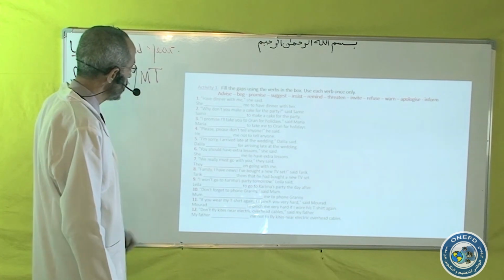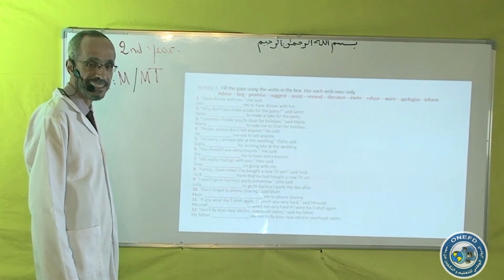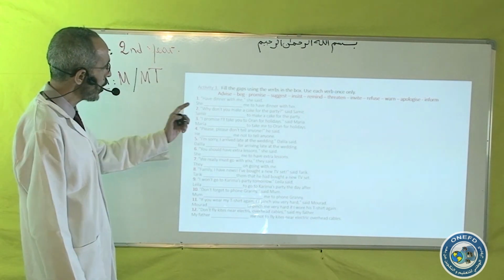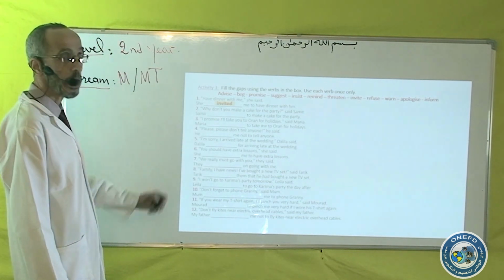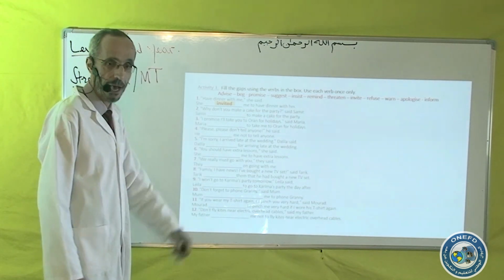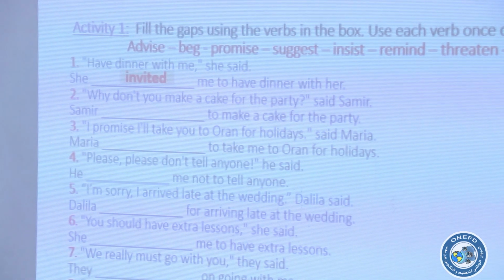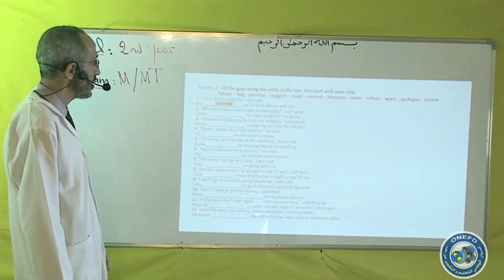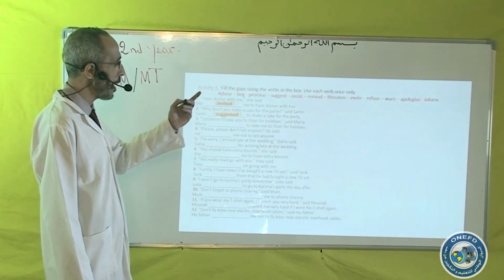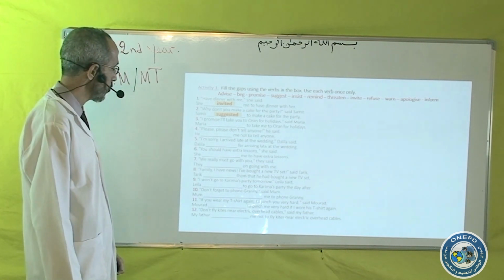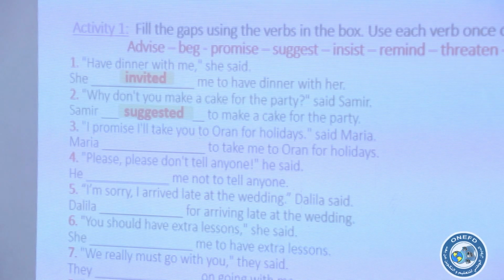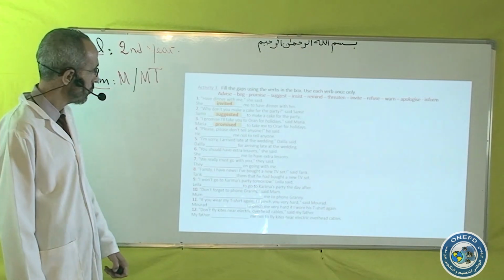1. "Have dinner with me," she said. She invited me to have dinner with her. Number 2, "Why don't you make a cake for the party?" Samuel said. Samuel suggested making a cake for the party. Number 3, "I promise I will take you to Iran for holidays," said Maria. Maria promised to take me to Iran for holidays.